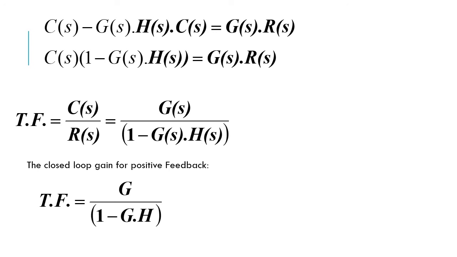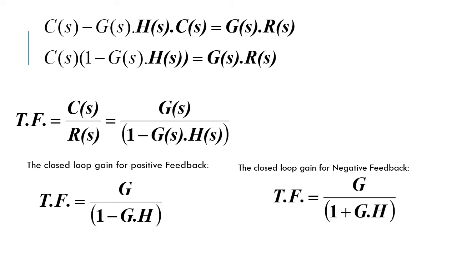If we consider negative feedback, then the closed loop gain, that is the transfer function, is equal to G divided by 1 plus G into H. Now in this you can notice, if we have used positive feedback, then the equation has 1 minus G into H. If it is negative feedback, then the equation has 1 plus G into H.